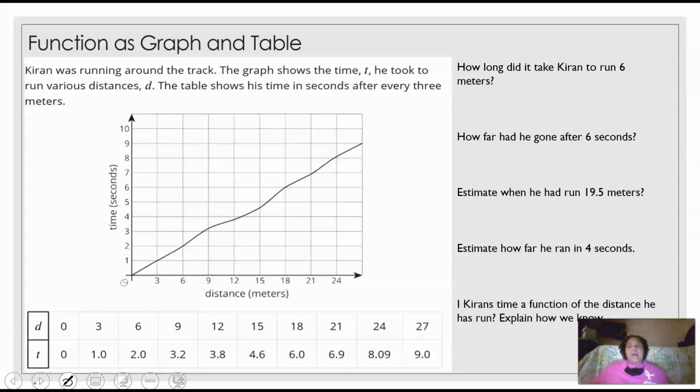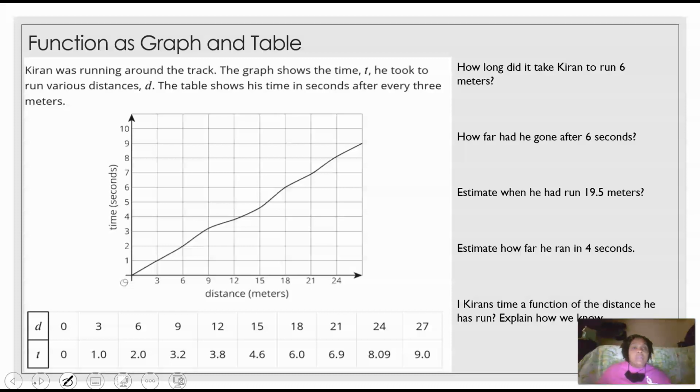Kieran was running around the track. The graph shows the time t he took to run various distances d. The table shows his time in seconds after every 3 meters. So we have a table and the graph of the table, okay? When we are comparing the two, the table and the graph are of each other, so we should be able to use both of these to answer the questions to the right.